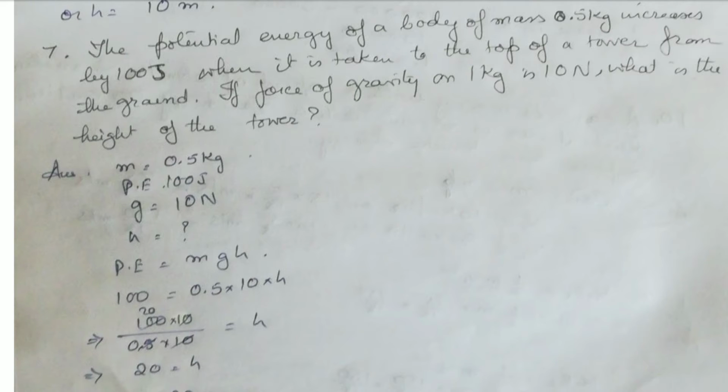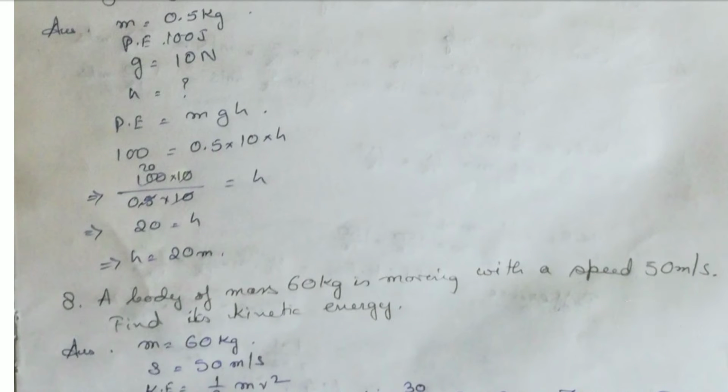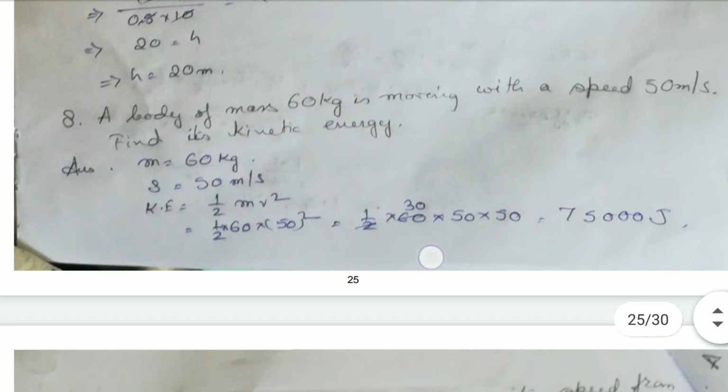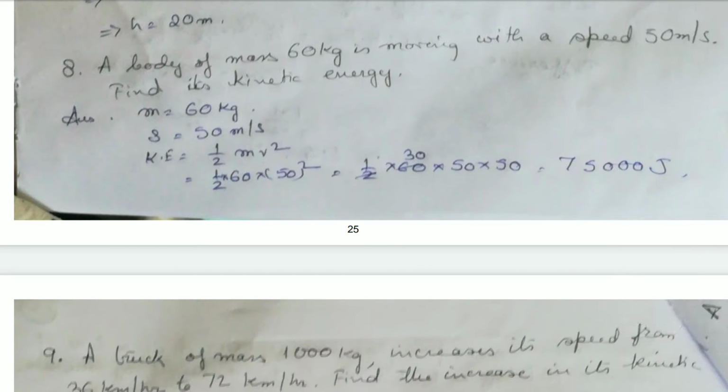So potential energy, we know, is mgh. Putting the values in the formula, we get h is equal to 20 meters. A body of mass 60 kgs is moving with the speed of 50 meter per second. Then find its kinetic energy. Mass is given, 60 kgs.